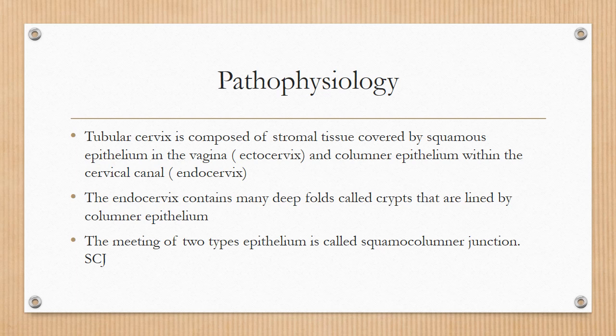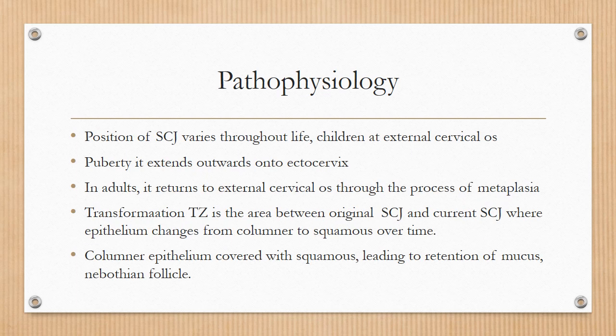Then what is the pathophysiology? The tubular cervix is composed of stromal tissue covered by squamous epithelium in the vagina, that is the ectocervix, and columnar epithelium within the cervical canal, that is the endocervix. The endocervix contains many deep folds called crypts that are lined by columnar epithelium. The meeting of the two types of epithelia is called the squamocolumnar junction. The position of the squamocolumnar junction varies throughout life.